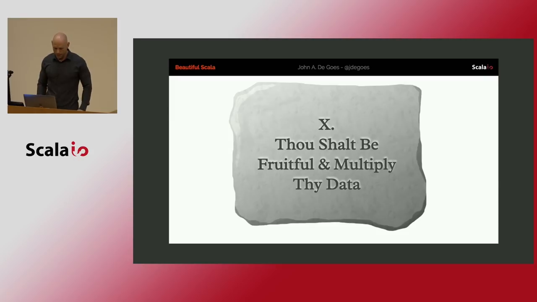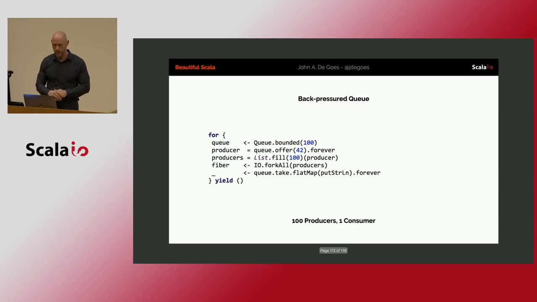And then the final commandment is thou shalt be fruitful and multiply thy data. So in modern applications, especially Scala, there's so much data moving around and so much of our job is just moving data, rearranging data, pulling data out of APIs and databases and pushing data into other systems. So our programs need to be exceptionally adept at handling data. And where would FP be if it didn't provide you any tools? ZIO provides you two tools to deal with data.